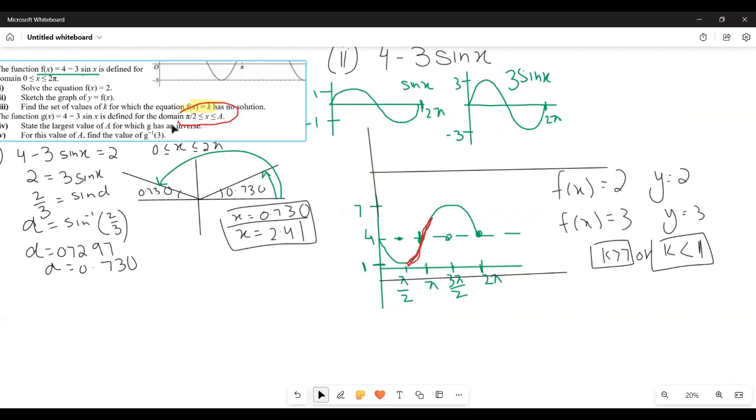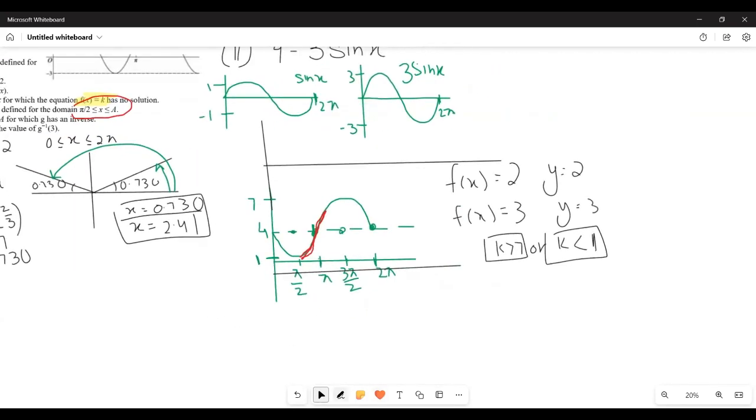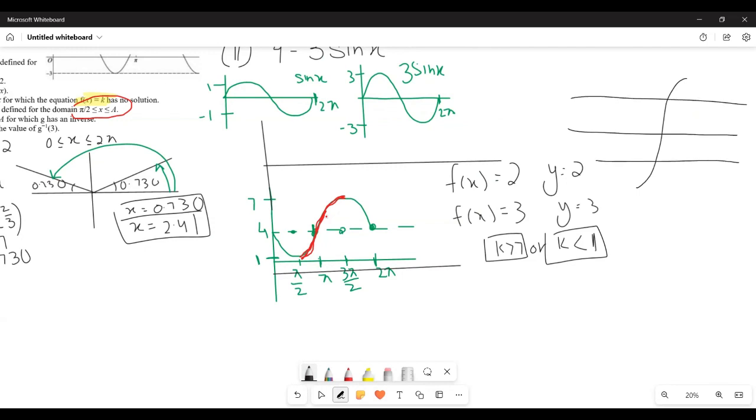State the largest value of a for which g has an inverse. So if g has an inverse, then how far can a go? If g has an inverse, then a can go till here. Can't go beyond it because remember, you can find the inverse of a function if it passes the horizontal line test. So this kind of a curve does pass a horizontal line test. But if you go even slightly beyond this value of a, then it will cut the graph at 2 points and it won't be a one-to-one function anymore.